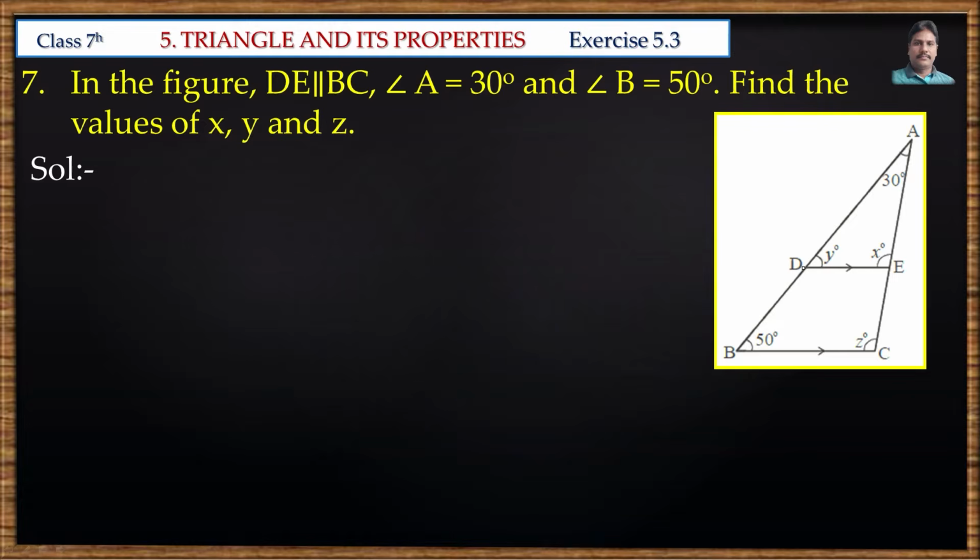Because DE is parallel to BC and DB will be the transversal, y and this 50 degrees will be the corresponding angles, so both are equal. Given that DE is parallel to BC and DB is a transversal.